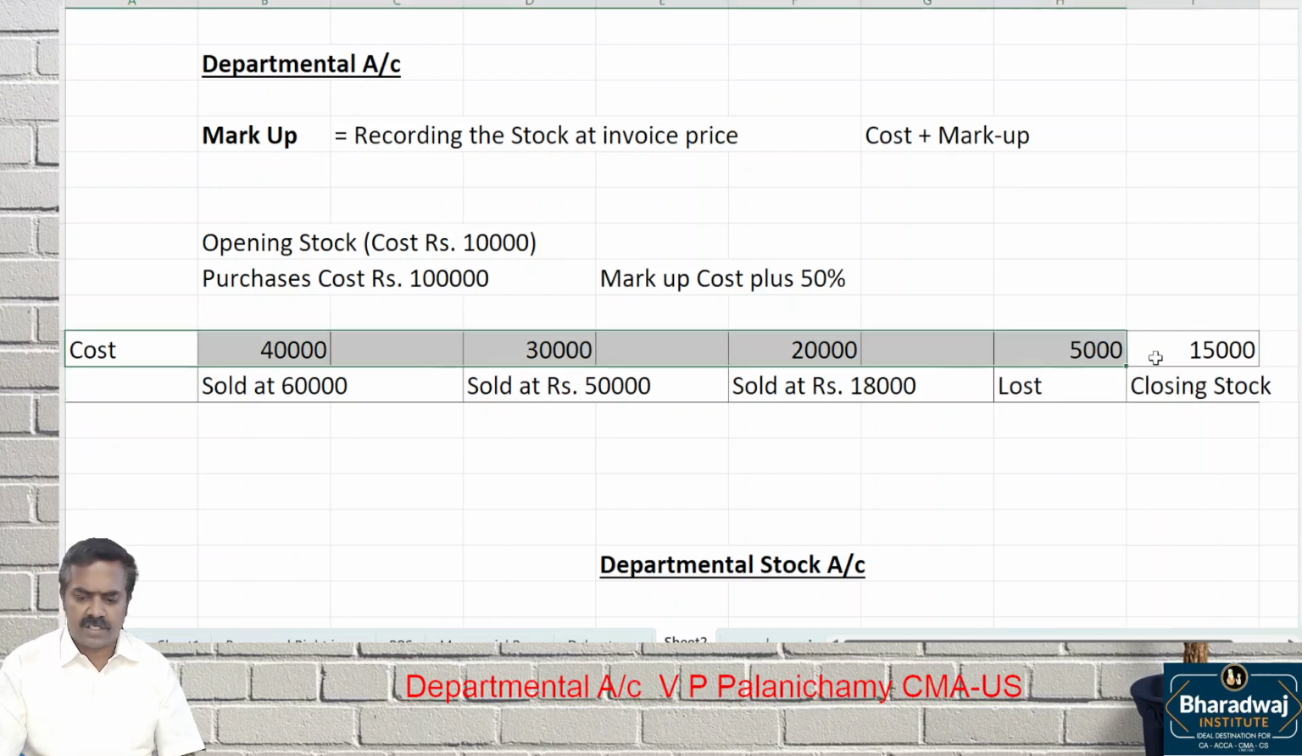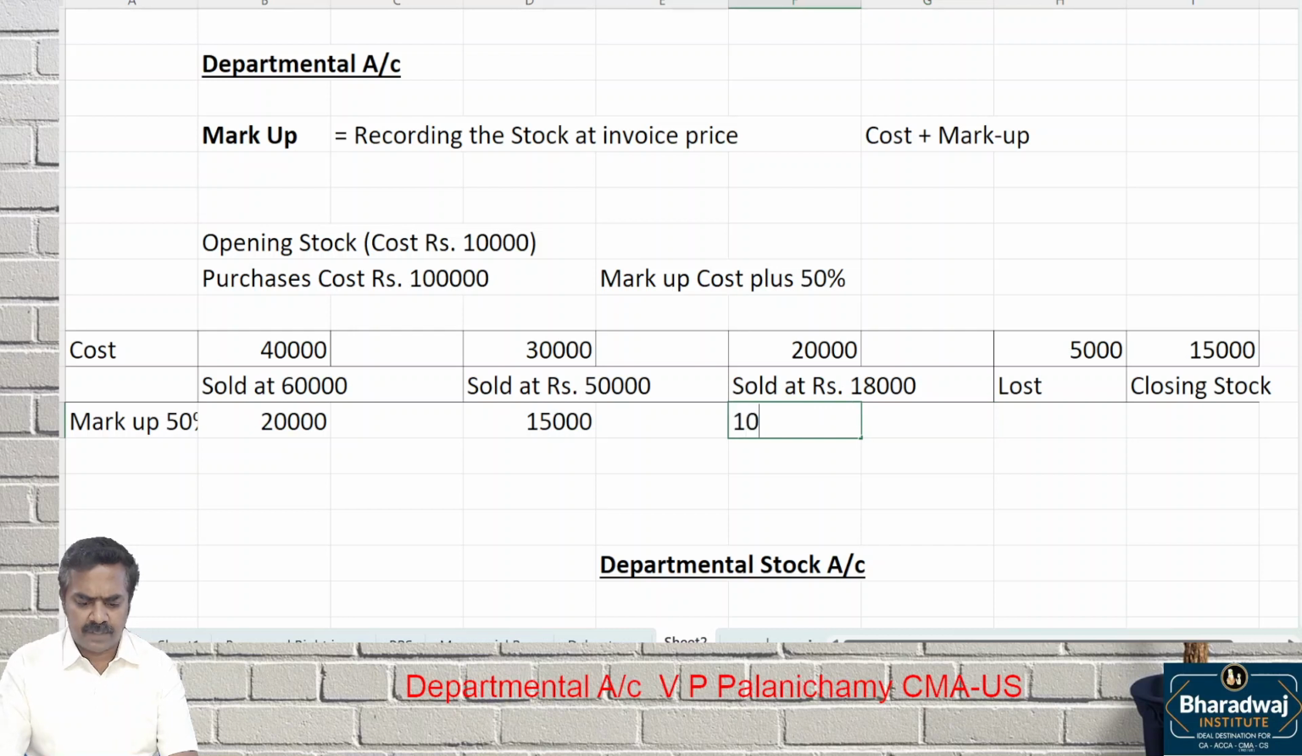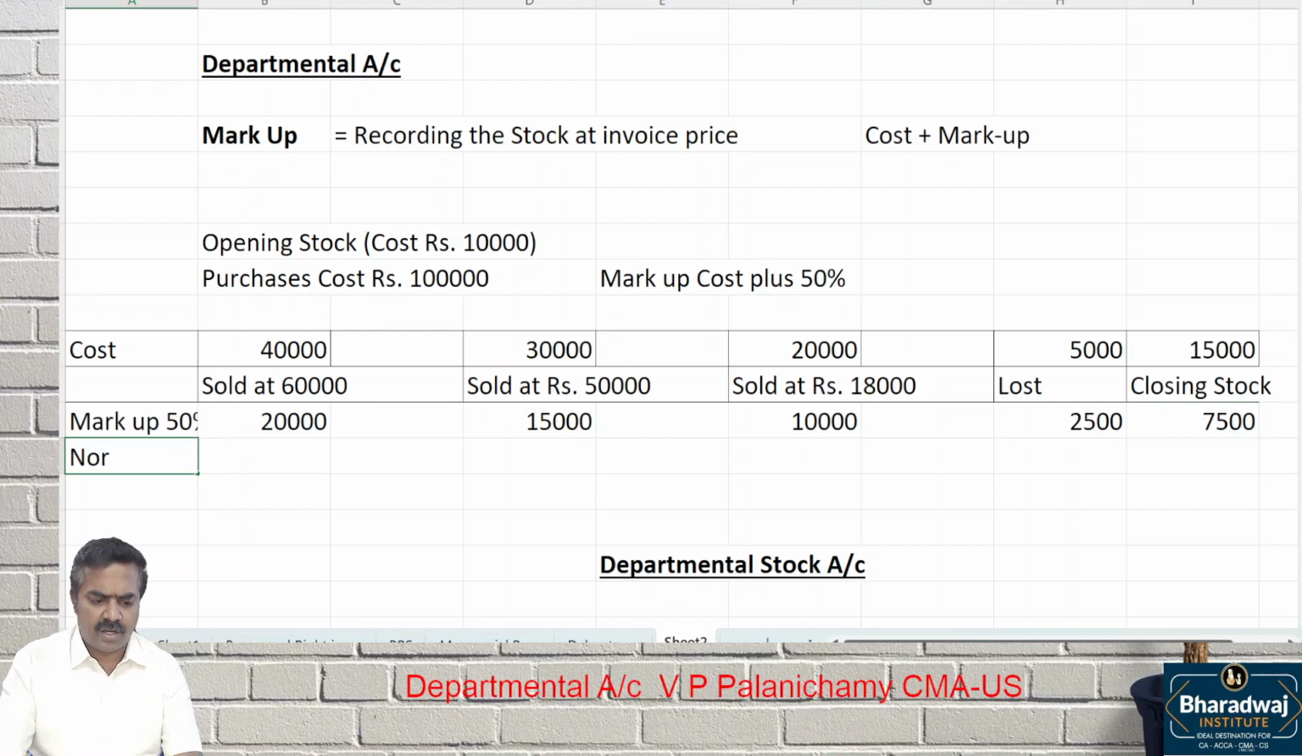Now this is the cost of the goods. Now what will be the markup? Markup is what percentage? 50%. 40,000 into 50% is how much? 20,000. 30,000 plus 50% will be 15,000. 20,000 plus 50% will be 10,000. 5,000 plus 50% is 2,500. This is 7,500. So this will give us the normal selling price.